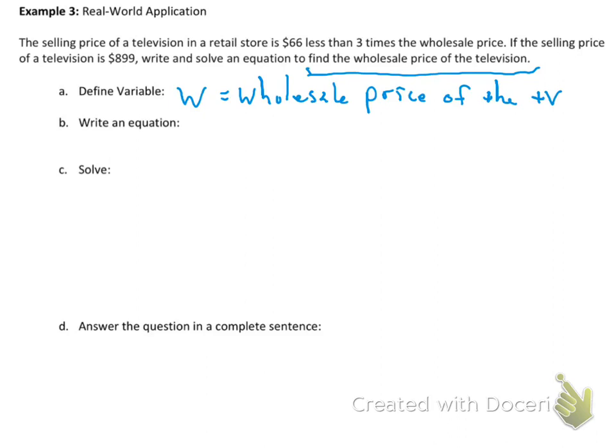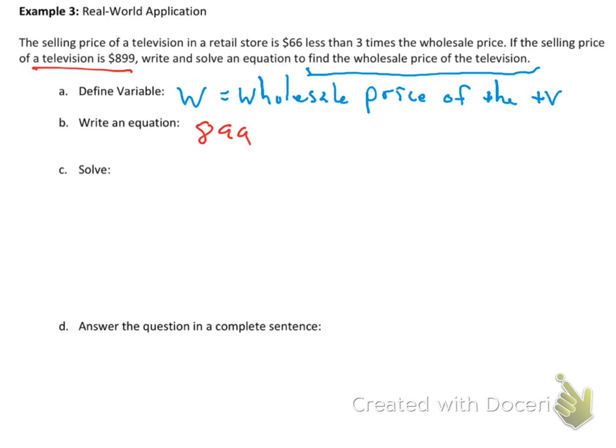So now that we know what we're solving for, we got to actually write an equation here. So this means we got to dissect the words in here, just like we did a couple of examples ago, to write an equation. So let's see what we know. We know the selling price of a television in a retail store is $66 less than 3 times the wholesale price. If the selling price of a television is $899, okay, so I know what the selling price is. So the selling price is $899.